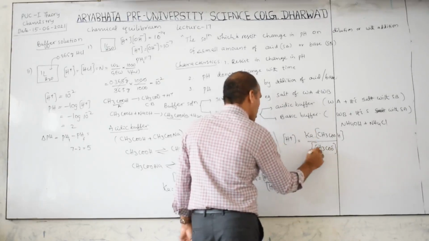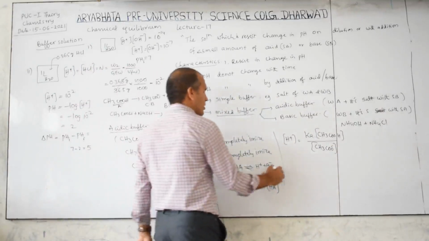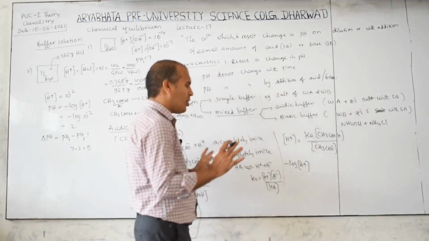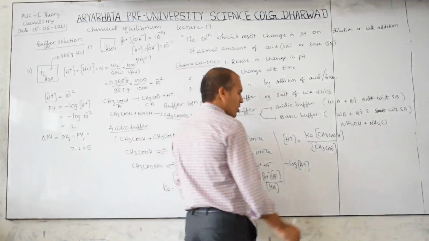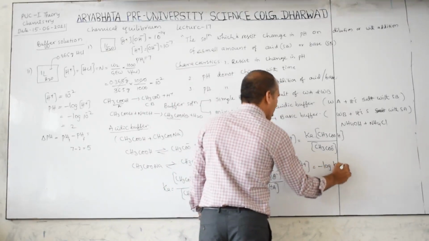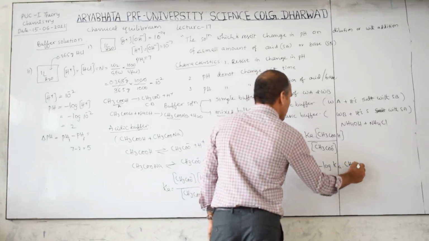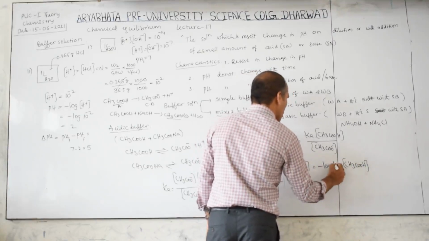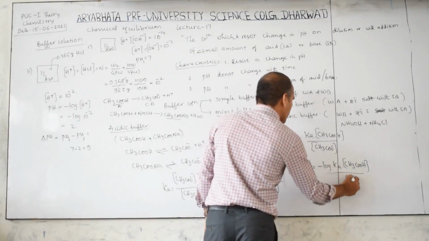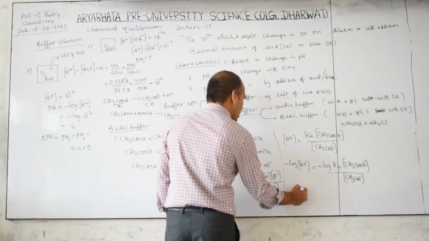CH3COO minus concentration. This equation just rearrange. When you rearrange, this is negative logarithm of H plus ion concentration, because I am multiplying with the negative logarithm on both sides. Negative logarithm of H plus ion concentration is equal to negative logarithm of Ka into CH3COOH concentration, and denominator is, this is for both, CH3COO minus concentration. Now this is known as a pH.